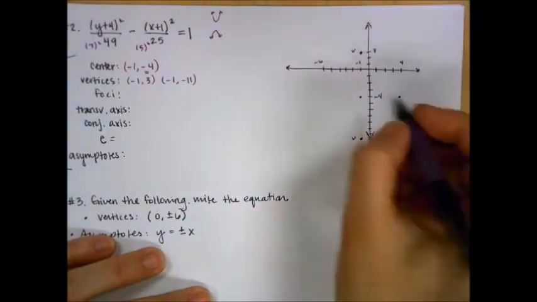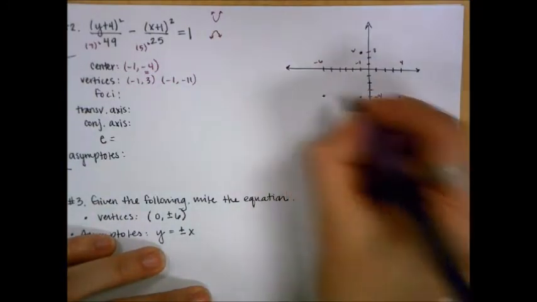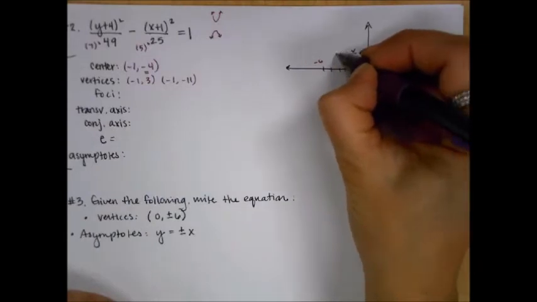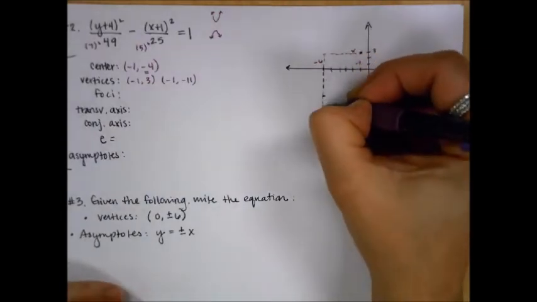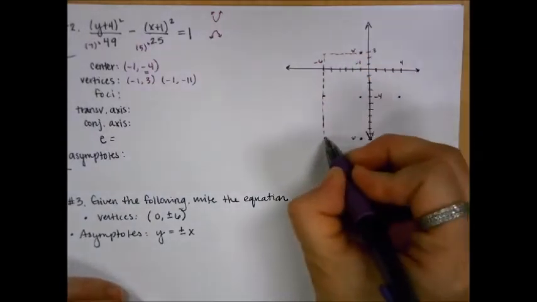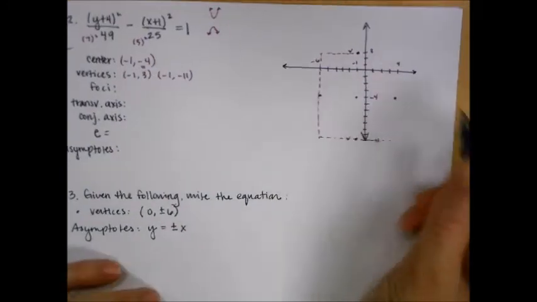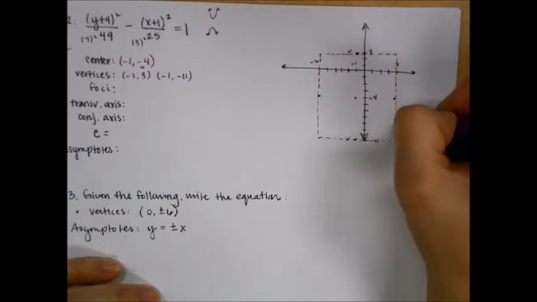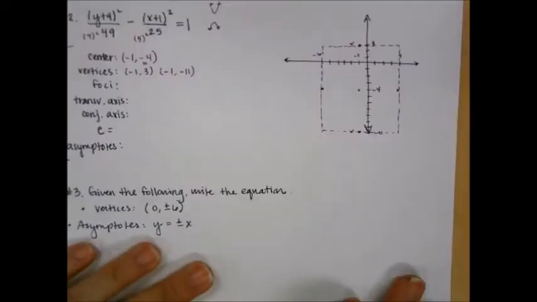All right, and these will form, we'll take the top, the left side, down to the bottom, and the right side. Through the corners and the center, we'll want to draw the asymptotes.